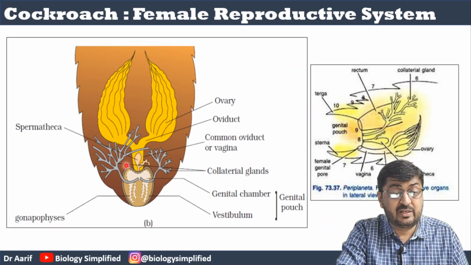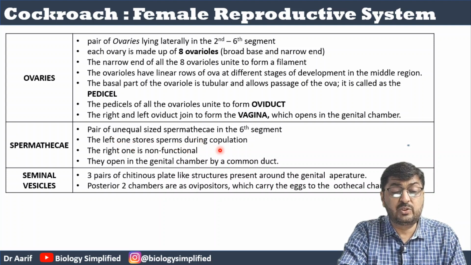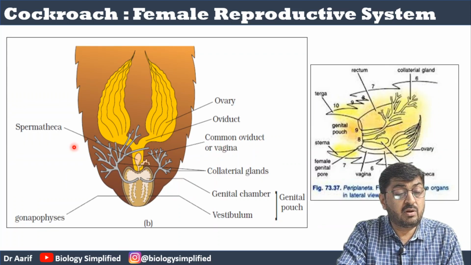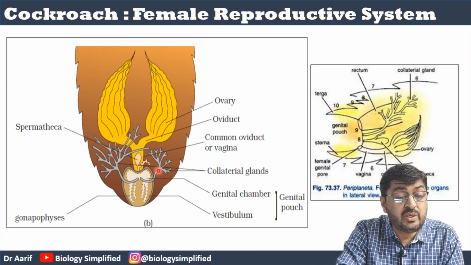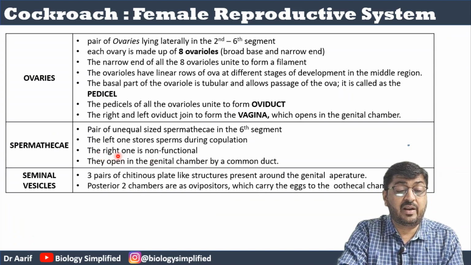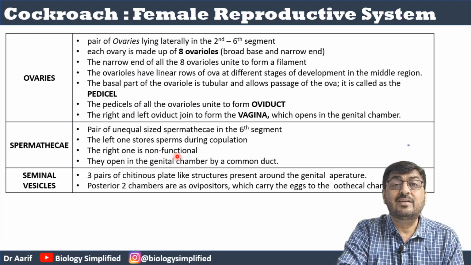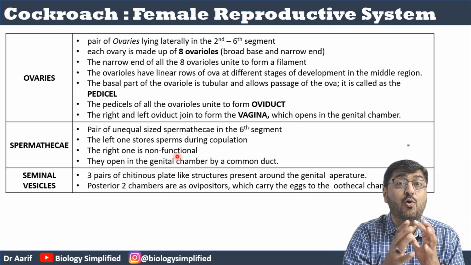Now see the significance. A pair of unequal sized spermathecae, understand why it is unequal. The left one stores sperms during copulation. There is no marking, but since it is on the left side, this is the left spermathecae. Can you see the left spermathecae? And the right is the deflated one. This deflated structure is the right spermathecae. The right one is non-functional. The right one does not store sperm. Actually, I should not use the word sperms. I should use the word spermatophore.